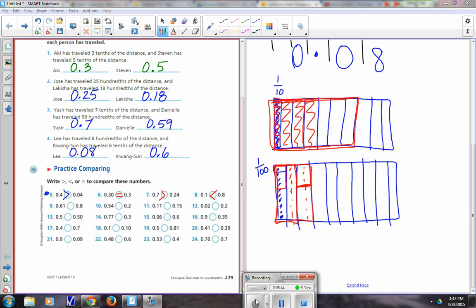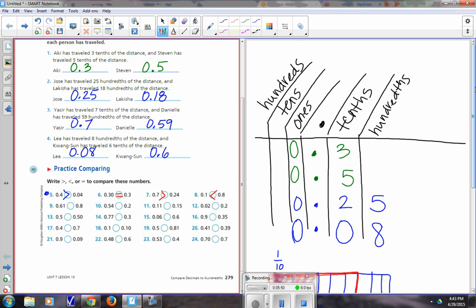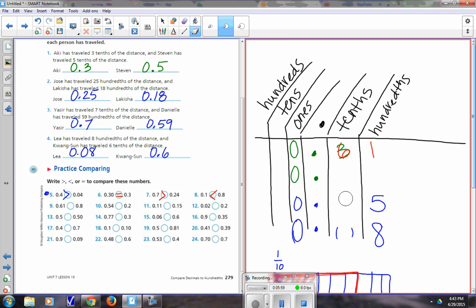Now, if this is hard for you to visualize, or it's hard for you to draw the picture, or you're not sure how to read it, your tools are here. Look at the number. So you have 61 hundredths. I'm just going to fill in my chart here to help me read it. 8/10. Well, 8/10 is the same as 80 hundredths. 80 is bigger than 61.